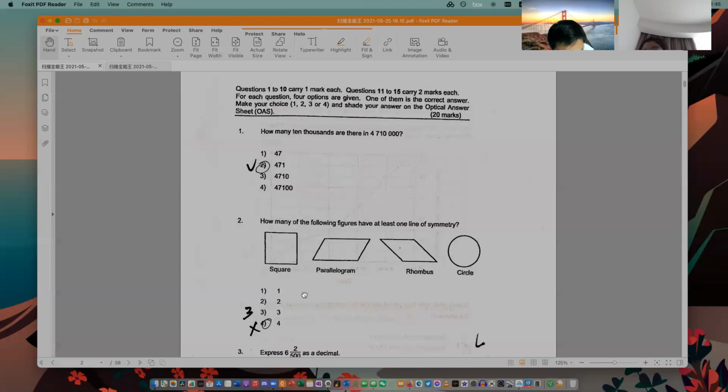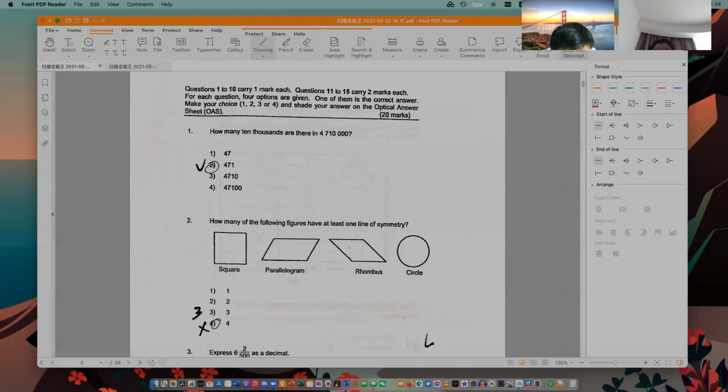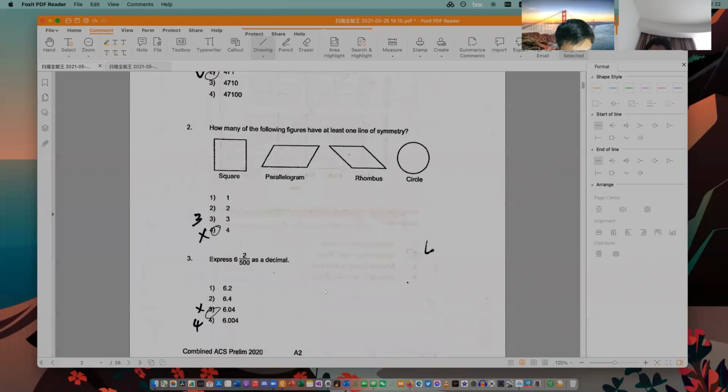So for parallelogram here, can you see this? For parallelogram, in this case, you have no line of symmetry. I mean, this particular parallelogram, you have no line of symmetry. Can you see? Hello, can you see or not? Yes. So for this particular parallelogram, you have no line of symmetry. Okay, so that's why you only have 3. Okay, so the answer should be 3.